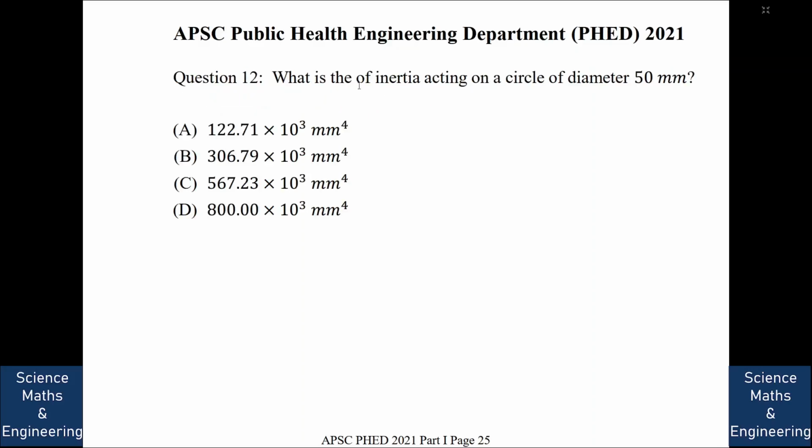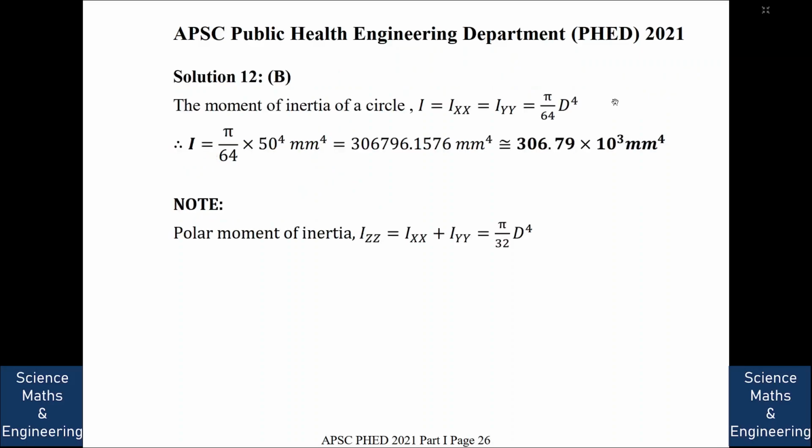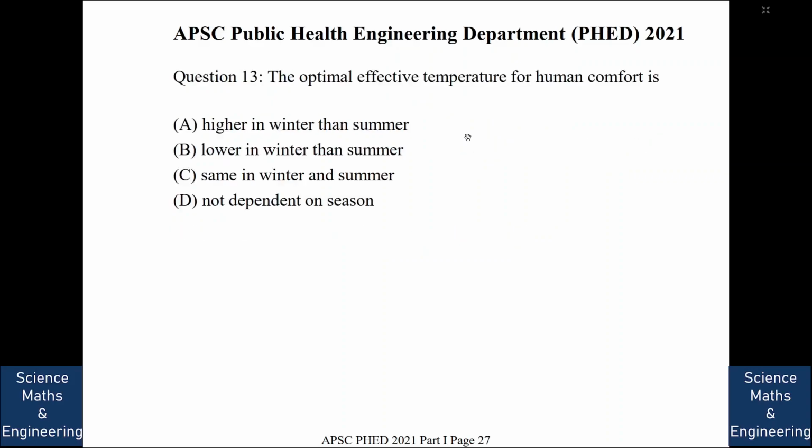What is the moment of inertia acting on a circle of diameter 50 millimeter? So the moment of inertia we need to find out. The moment of inertia of a circle I is equal to Ixx or Iyy is equal to pi by 64 d to the power 4. So I is approximately 306.79 into 10 to the power 3 millimeter to the power 4. So it is option B. So we'll go to the next question.